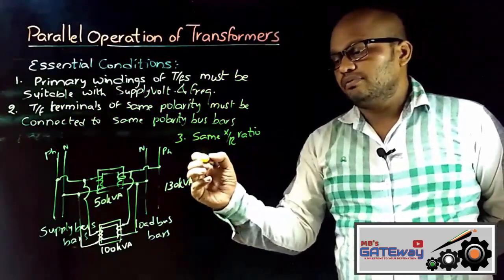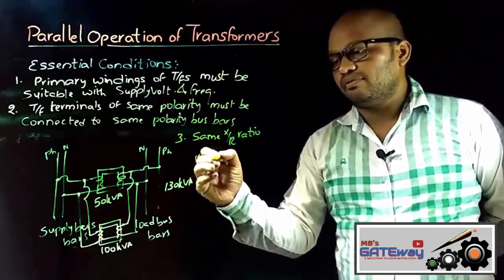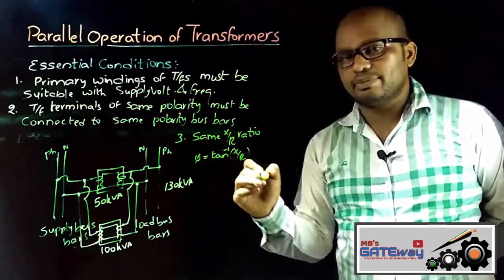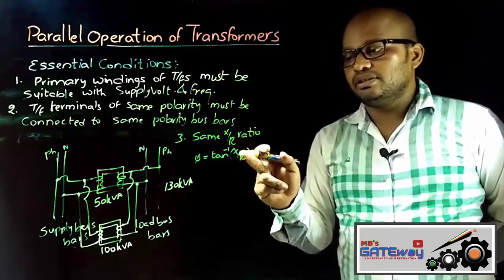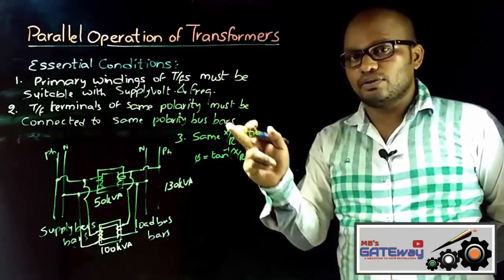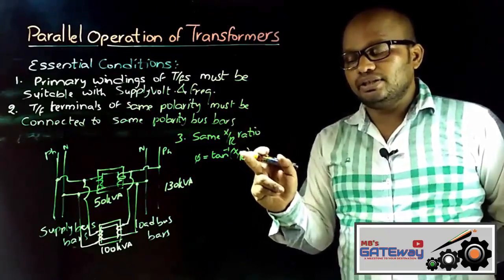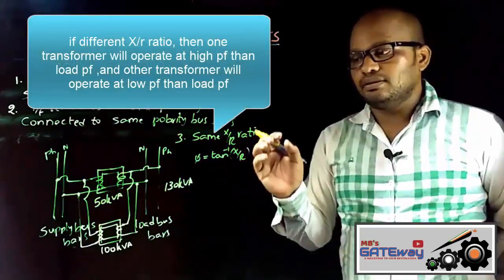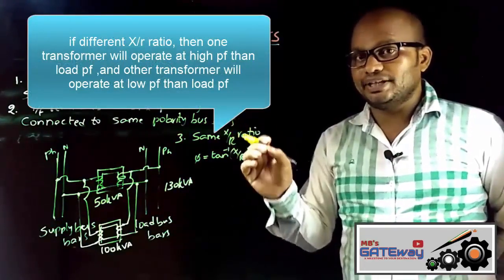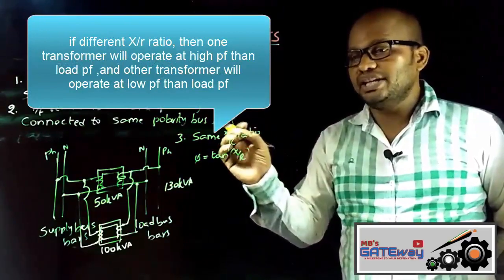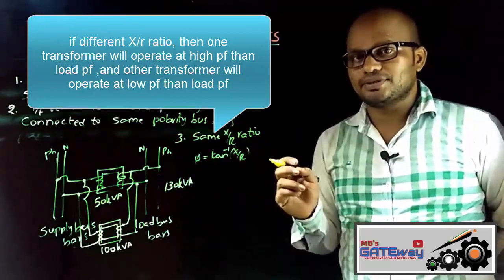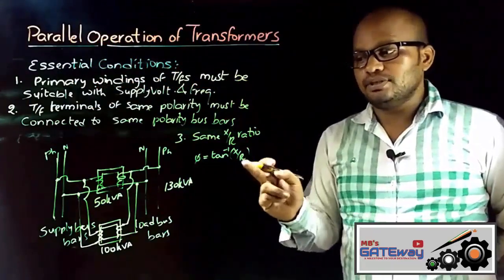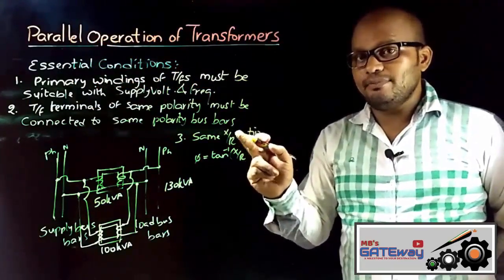That is, we know that power factor angle phi is equal to tan inverse of X/R, which implies that if transformers have different X/R ratios, then transformers will operate at different power factors. That is, if the transformers are operating at different power factors, it will lead to unequal load sharing by the transformers. Therefore, for proper parallel operation of transformers, the transformers must have same X/R ratio.